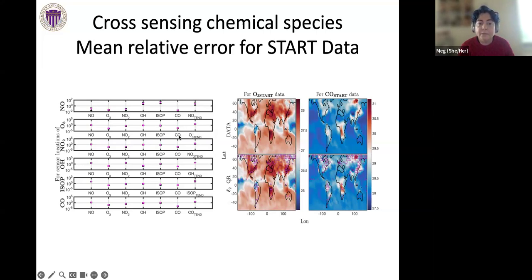And I noticed that carbon monoxide also has very low errors. And when I plotted this out to see what's happening at the surface for a random time snapshot, I saw that the sensors for ozone also pick up the prominent features in the data. So it's able to reconstruct the carbon monoxide data very well. So we can use the same set of sensors for both the chemical species.